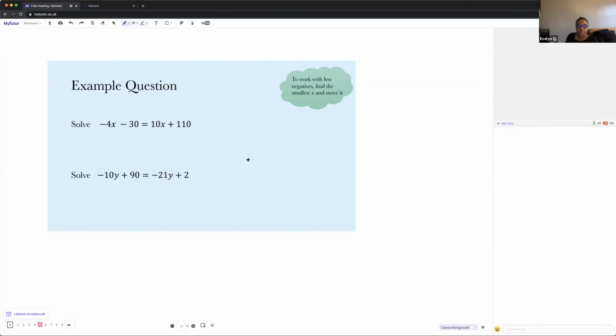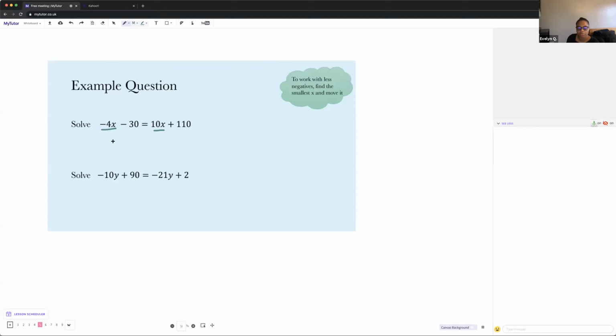So, let's start with the first one. So remember I was talking about moving the smallest x. Now, when I talk about the smallest x, that also includes negative numbers as well. So here I've got minus 4x and 10x. Now minus 4 is smaller than 10. So I'm going to move my minus 4x.